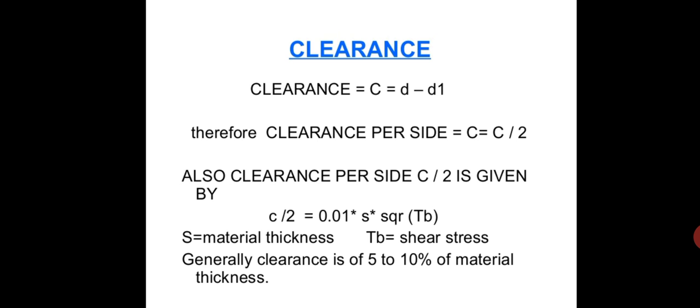Clearance C is equal to D minus D1. Therefore, clearance per side is C by 2. Generally, clearance is 5 to 10% of the material thickness. Here's the formula to find out the clearance. C by 2 is equal to 0.01 into material thickness into shear stress.